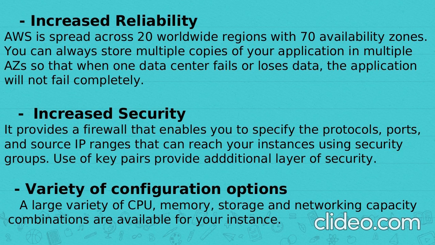Increased security. It provides a firewall that enables you to specify the protocols, ports, and source IP ranges that can reach your instances using security groups. Use of key pairs provides an additional layer of security. When we are setting up the EC2 server, we are provided with a private key to download, whereas the public key is maintained with AWS. We have to use this combination of private key and public key in order to access our EC2 resource once it is up and running.